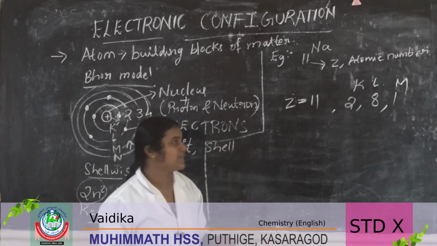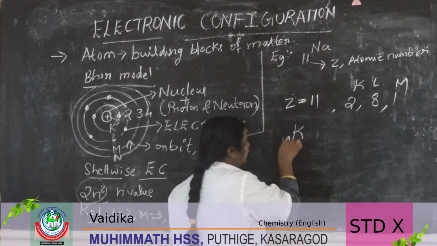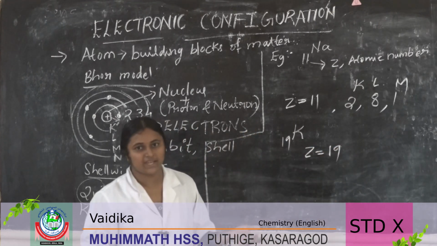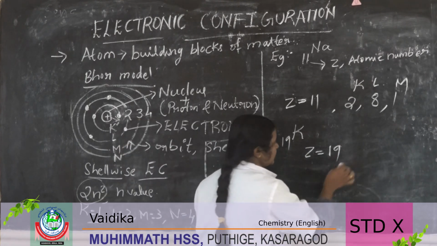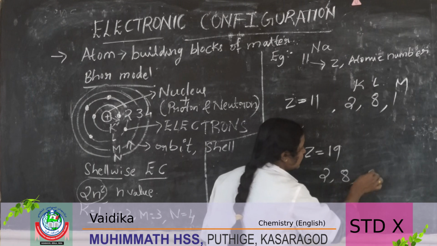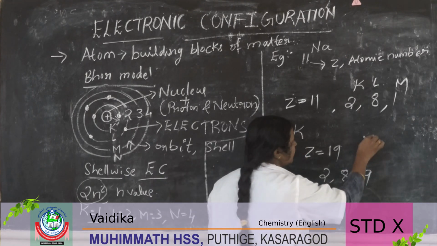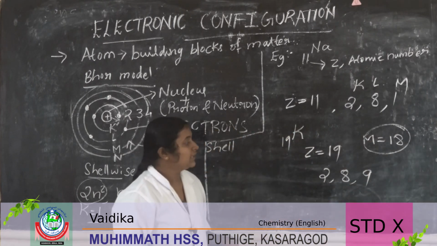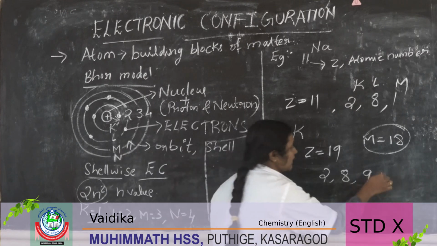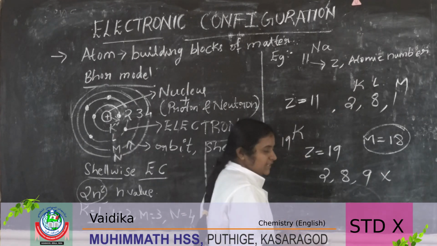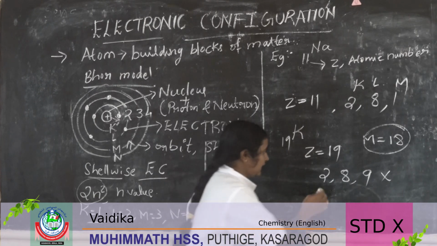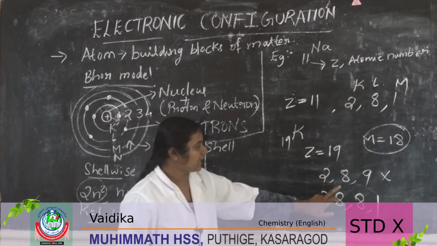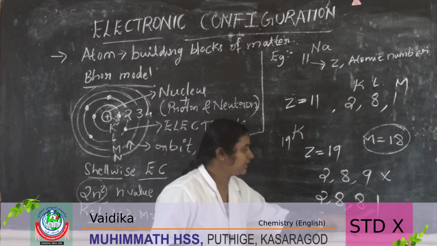If you take the example of potassium, that is K19, this 19 will be the atomic number, so Z equals 19. How can we write the shell-wise electronic configuration? That will be 2, 8, 9, as you think, right? Because in the M shell 18 electrons can be accommodated, so we can write 9. But later some theories proved that it was wrong. How or why it is wrong will be studied later. It can be written as 2, 8, 8, 1. The electronic configuration of potassium will be 2, 8, 8, 1.